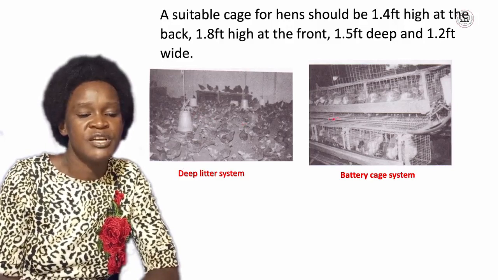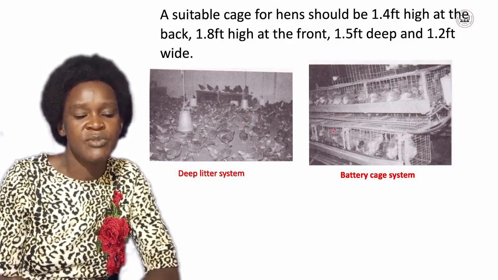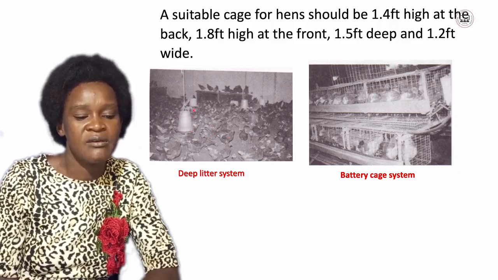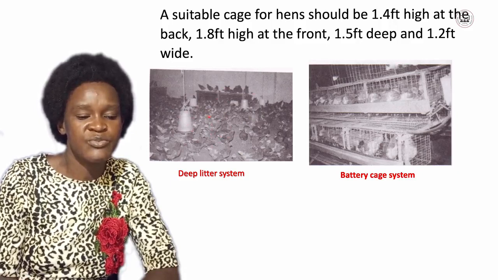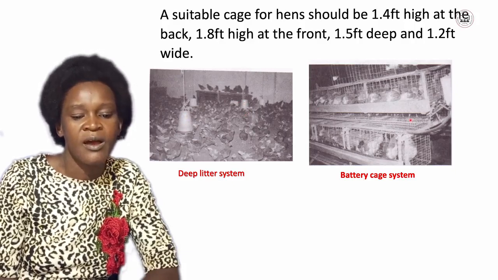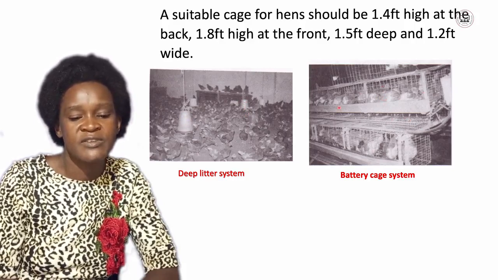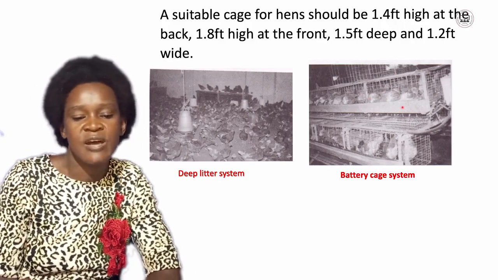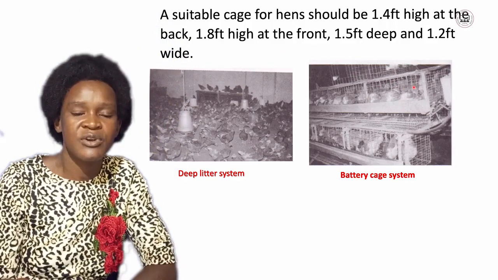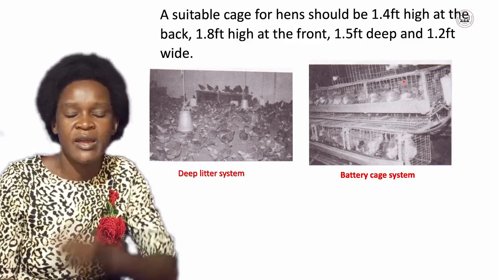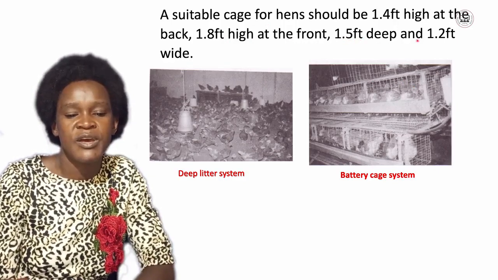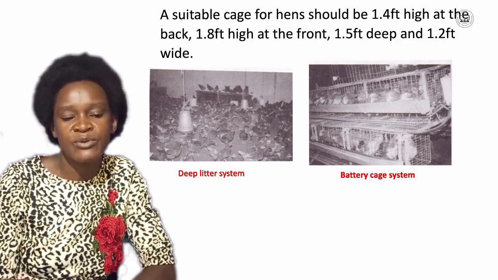Here are the two pictures for the battery cage system as well as the deep litter system. This one we mentioned is just open. The birds are not confined in the deep litter system, but they are provided with water troughs as well as feed troughs. Here the picture is for a battery cage. You can see that the birds are confined in cages. So a suitable cage for hens usually should be 1.5 feet high at the back, 1.8 feet high at the front, and 1.5 feet deep and 1.2 feet wide, so that the birds should be comfortable.